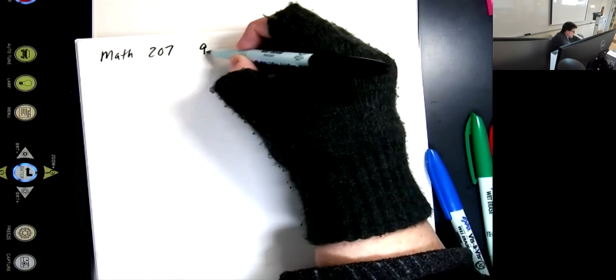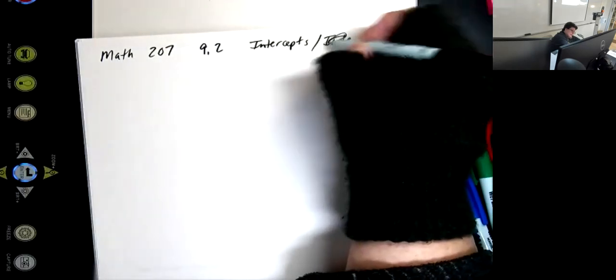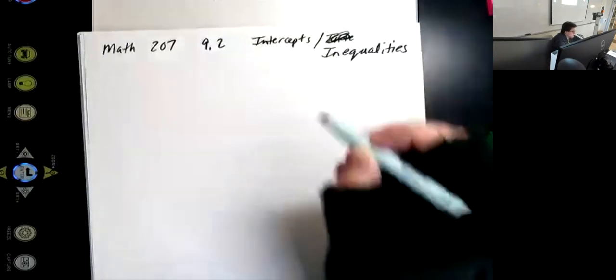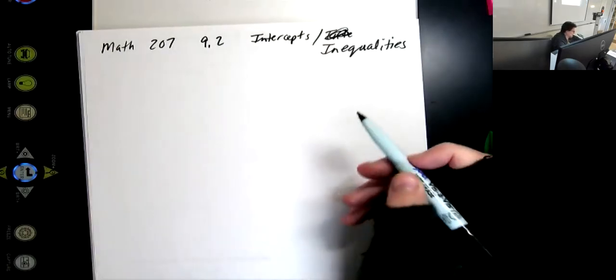So this is on 9.2, and we're going to be talking about the intercepts and inequalities. Two completely different topics. I don't know why they're all in one chapter. They should just make two short sections. They're not related at all.